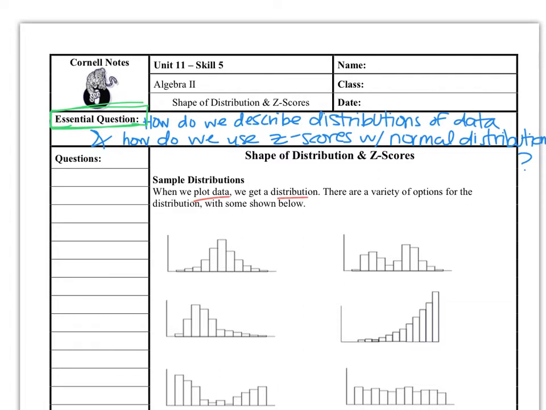There's a variety of options for distributions, with some of them shown below. So looking at this first one, we're going to call this symmetric. And you can imagine that we are calling it symmetric because the one side looks like the other, right? This might be something like people's heights. We have very short people, we have medium-sized people, and then we have really tall people.